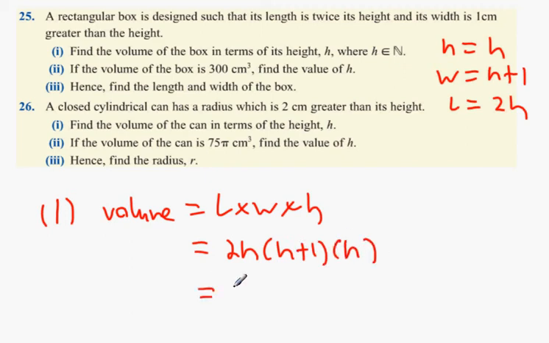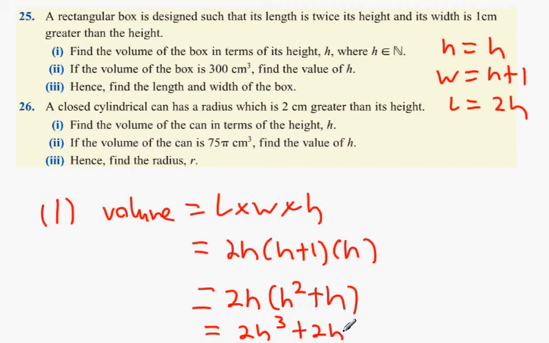That is going to give me 2h times, I'm just going to multiply these two first. It doesn't matter which ones you multiply first once you do two at a time. So I'm going to do the second and third number first. I'm going to get h squared plus h. Then I'm going to multiply it in again. I'm going to get 2h cubed plus 2h squared.